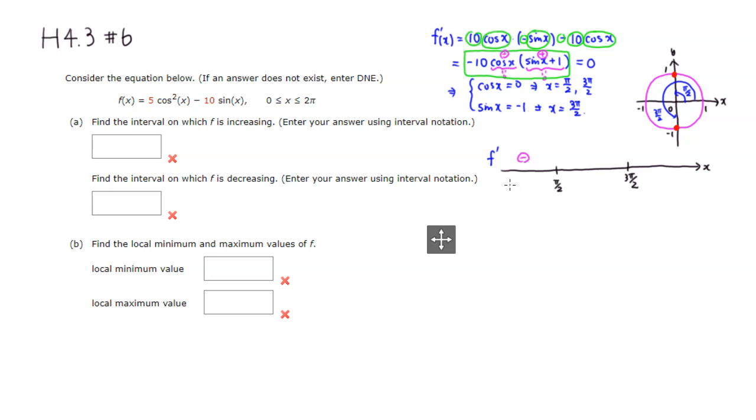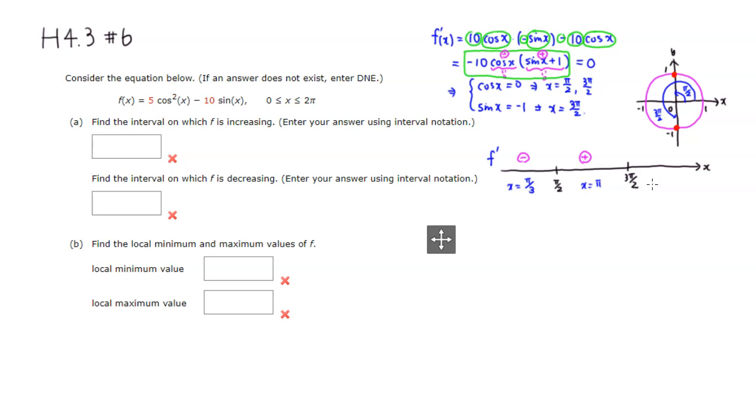So maybe I should put something here. For x, we can try pi over 3 or something like that. Anything between pi over 2 and 3 pi over 2, so we can try x equals pi. When x equals pi, cosine of pi is negative, so it's going to be negative times positive, so it's going to be positive here. So we have a positive sign there.